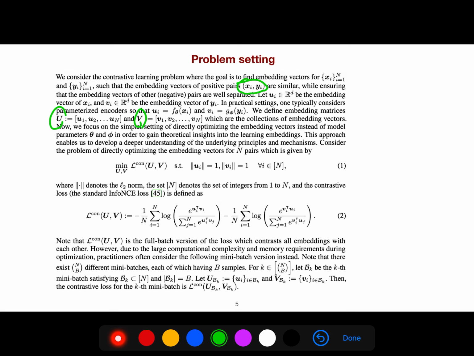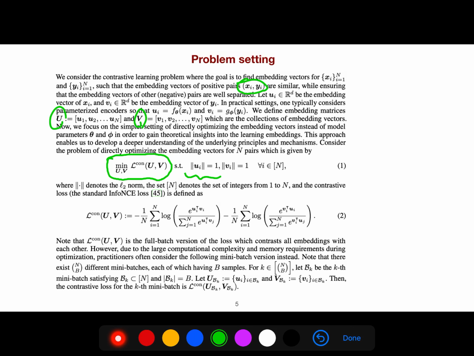So consider this: for n pairs, we want to optimize embedding vectors. We want to minimize this contrastive loss of U and V. And it's just the L2 norm. We set it to 1. And this is our constraint such that the norm of U_i is equal to 1, and also the norm of V_i is equal to 1. And the contrastive loss is just a full batch version of the loss which contrasts all embeddings with each other.